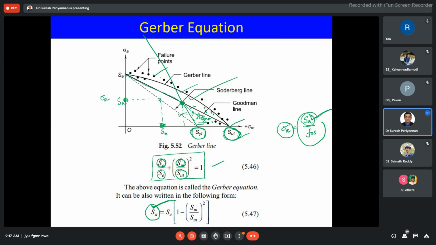Okay, now this is the Soderberg theory: SA divided by SC plus SM by SUT. The squared term we are using is the major part. This is under the plastic region, hence we are using the square term here. So, more importance.